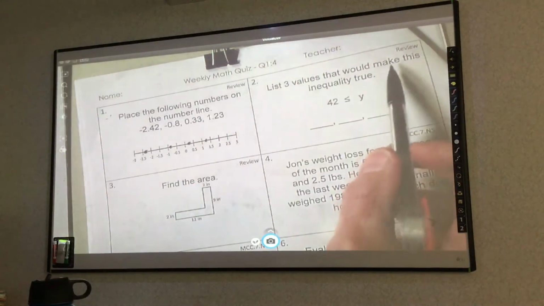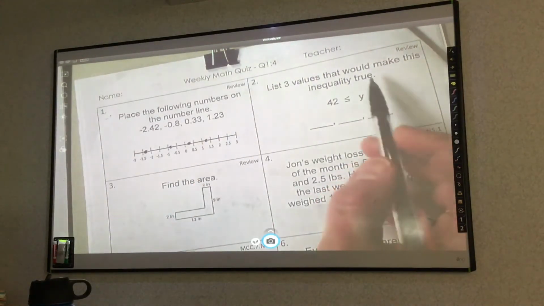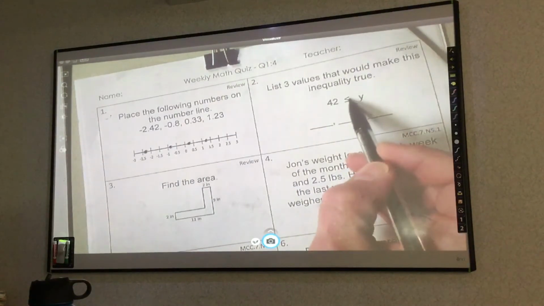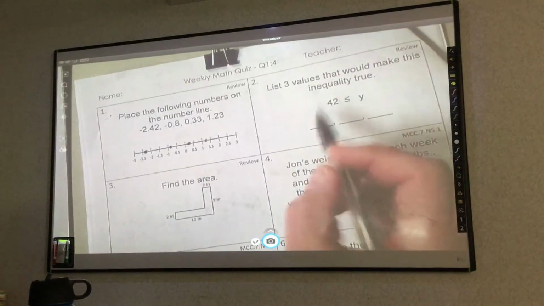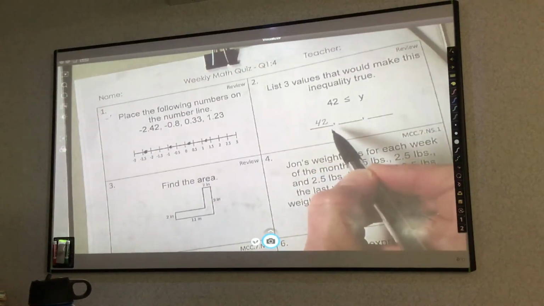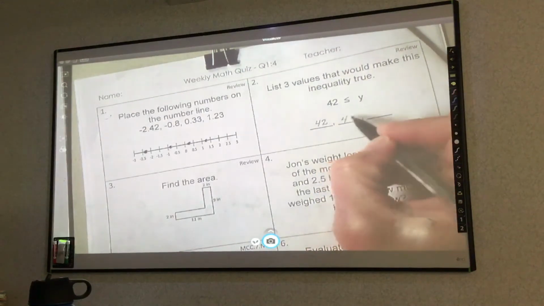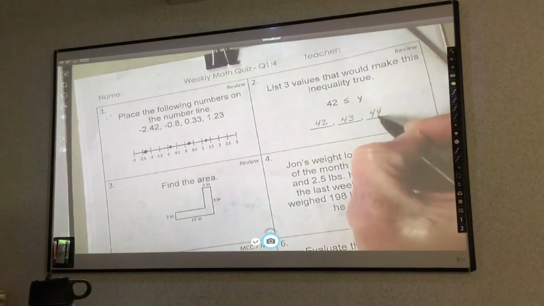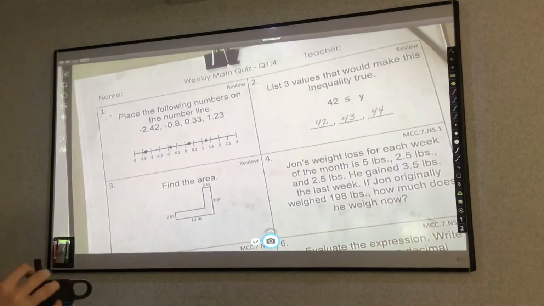List 3 values that would make this inequality true. 42 is less than or equal to. Well, if it's less than or equal to, I can have 42, right? Okay, and then I could have 43, 44, anything greater than 42.